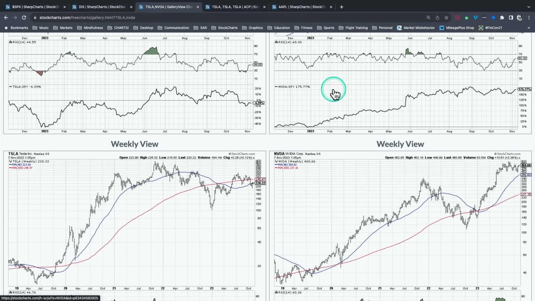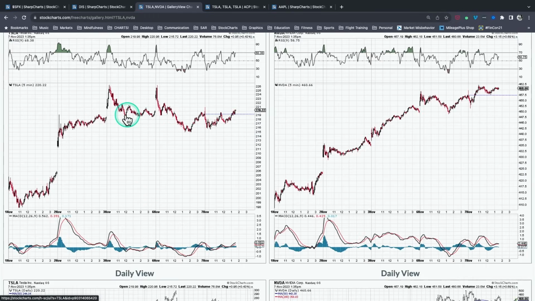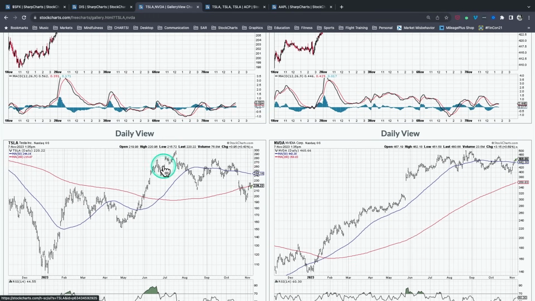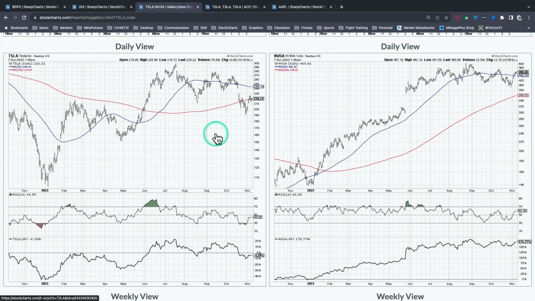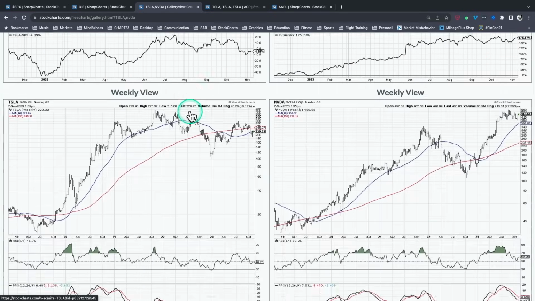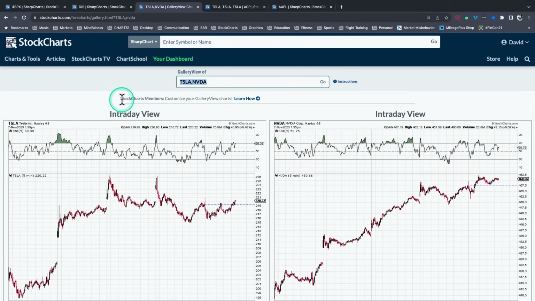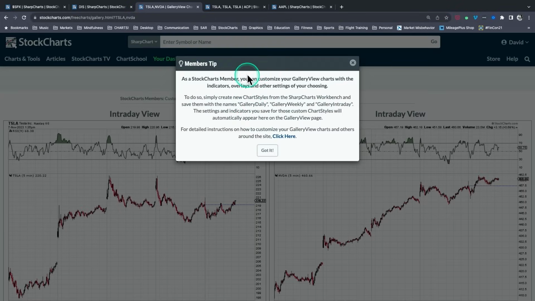So how do I customize these charts as I was showing you? And again, I love the multiple time frame analysis. I love the comparative analysis. This does a number of different things, but how do I customize the charts? So at the very top, there's this little message in gray, Stock Charts members, which of course you all should be. Customize your gallery view charts, and it'll give you instructions if you type there.